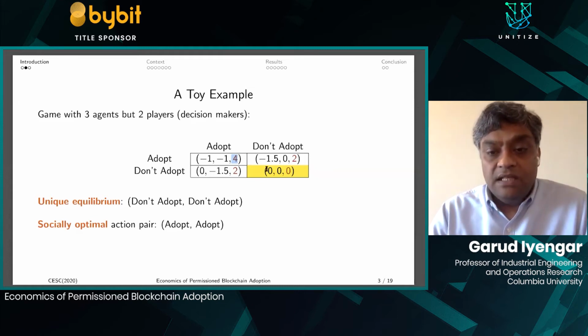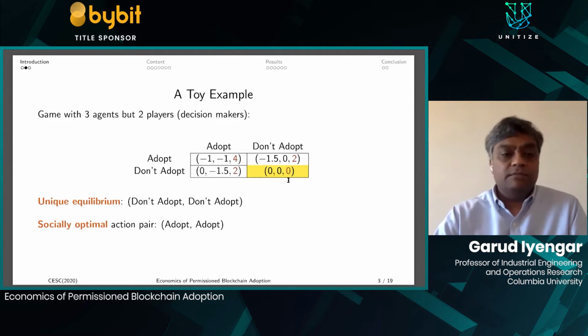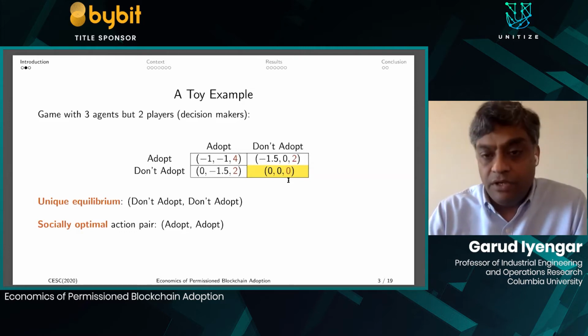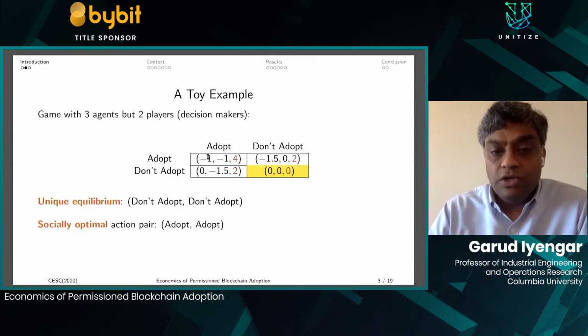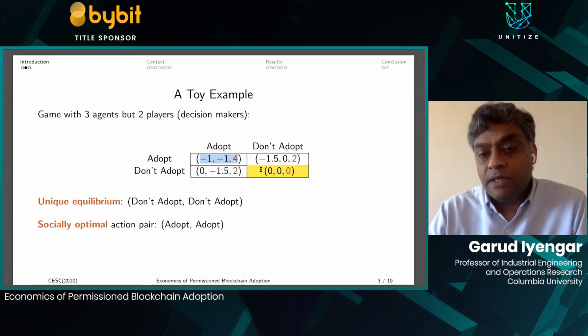Similarly, in this particular cell, if neither of the players adopts, then neither of the players ends up paying any cost, but agent 3 does not get any benefits either. If you just stare at this matrix for a moment, you can convince yourself that the unique equilibrium here is going to be don't adopt, don't adopt. Both players take the don't adopt decision, and society ends up losing 2 units of social welfare that they could have gotten from the social optimal action pair, and they move to this cell where nobody gets anything.